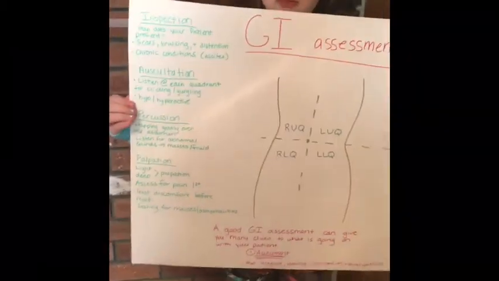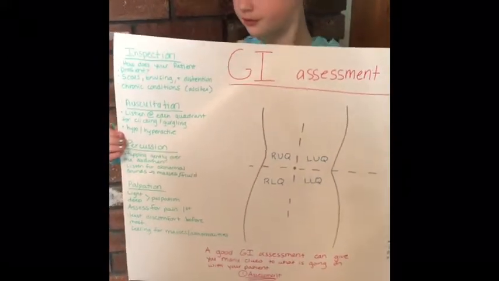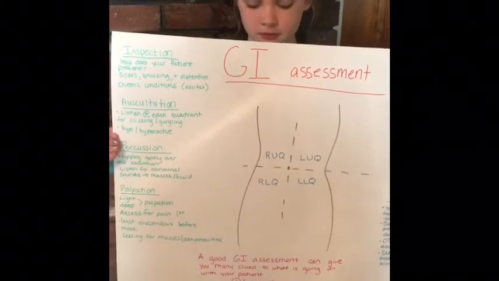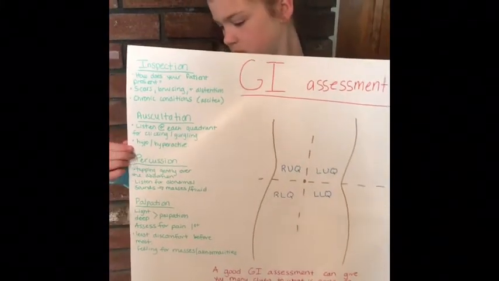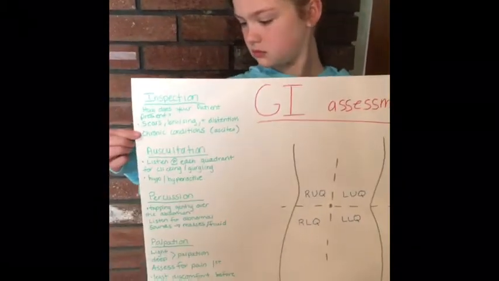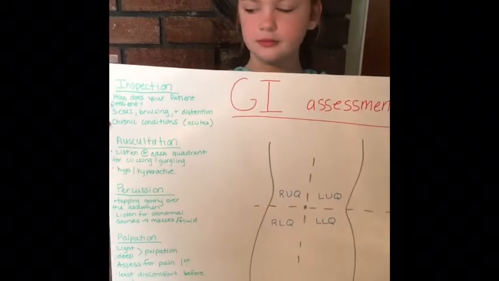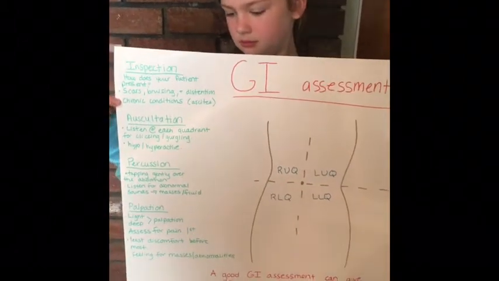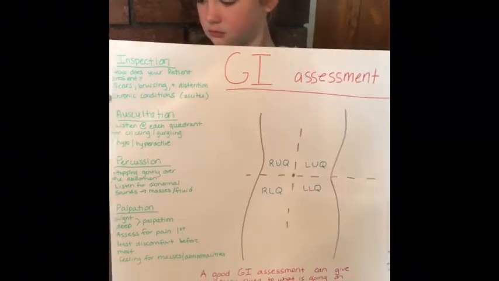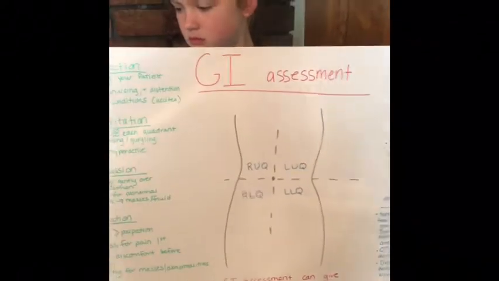Then palpation: there's light and deep palpation. You're going to want to assess for pain first. You don't want to be pushing on someone's belly if they're going to be in pain. And you want to palpate in the area of least discomfort first, and then the most discomfort lastly. And you're also feeling for any enlarged organs, any masses, any abnormalities.